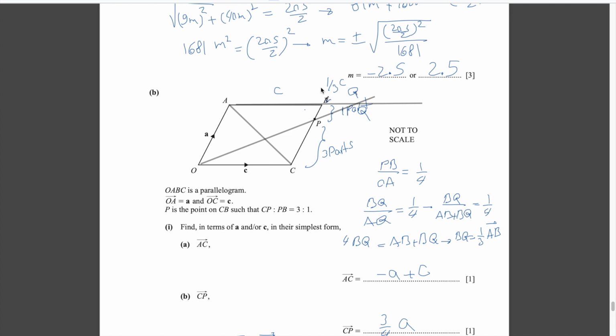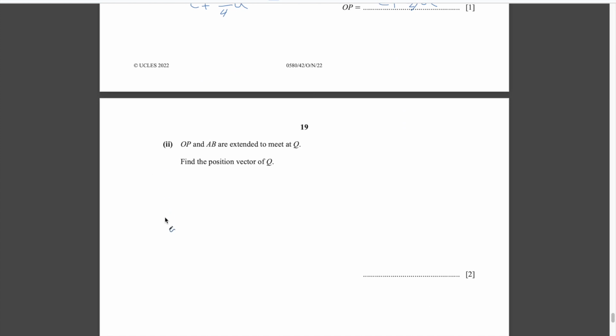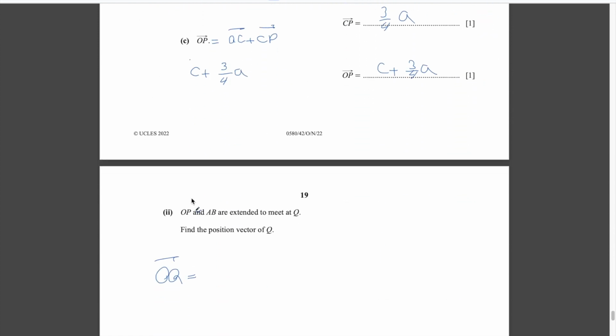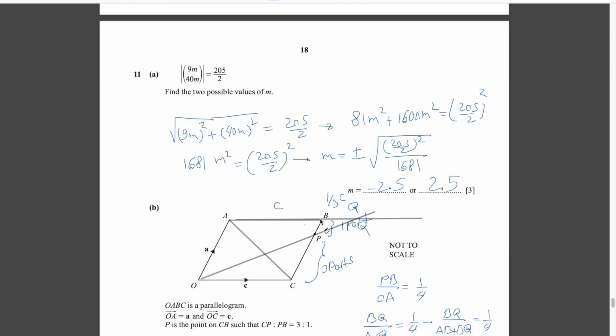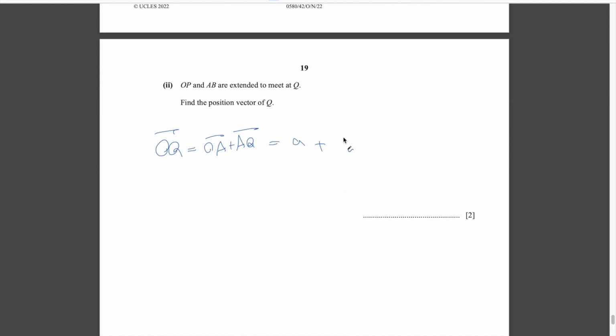Now I think it is solved. Now, so OQ can be written as OA plus AQ, which is OA is A and AQ is AB, which is C, plus BQ, which is 1/3 of C. So overall will become 4 over 3 C. The answer is A plus 4 over 3 C. It is the answer to the last part of this paper.